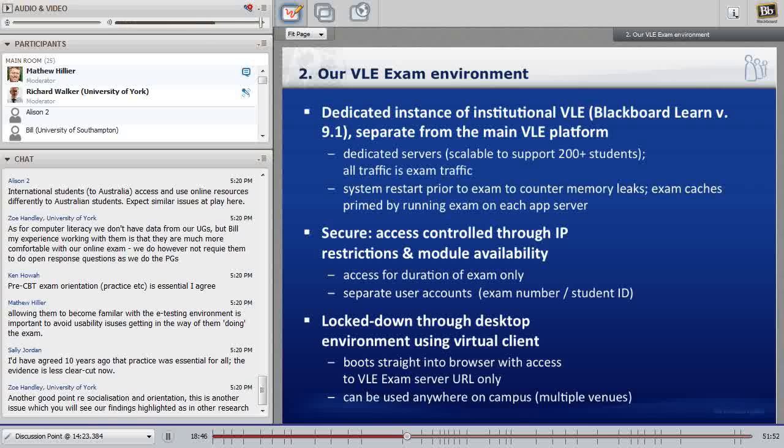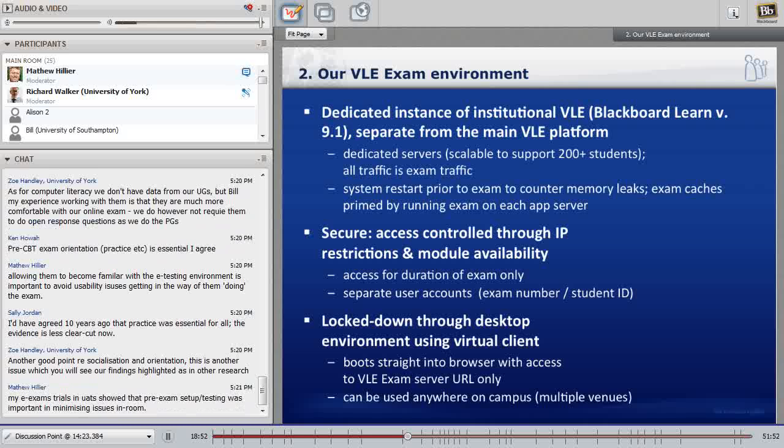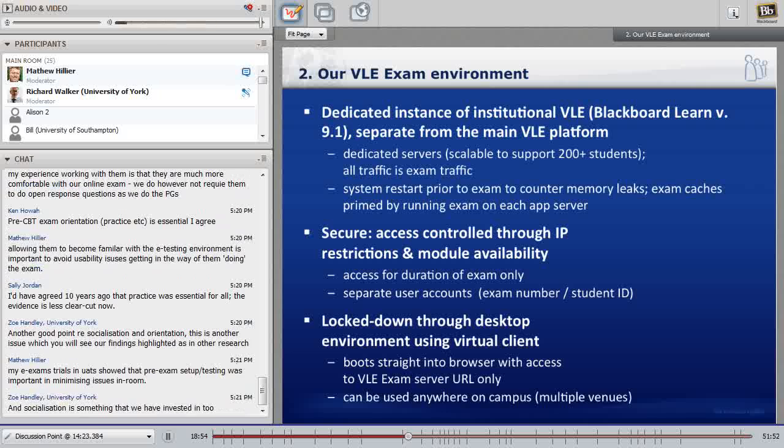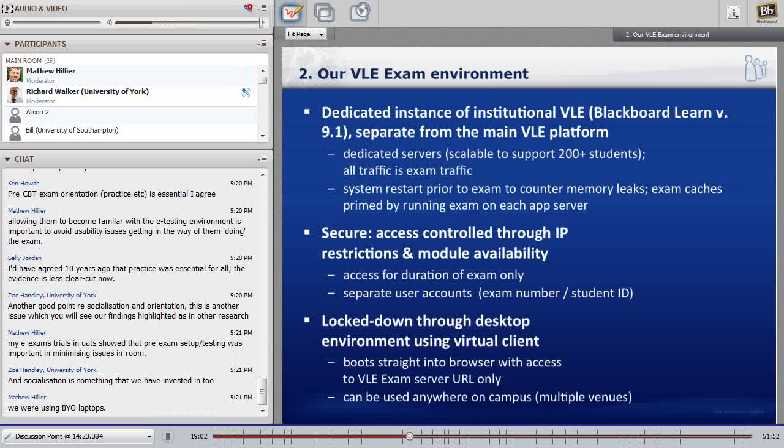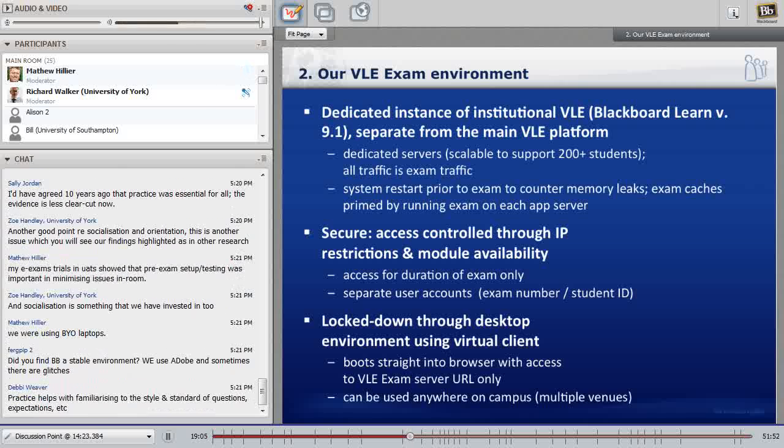It was running on the same version, but it was locked down and stripped down simply for use as an examination platform. So it had no other traffic apart from exam traffic, running on dedicated servers, and we ensured that there was a network freeze every time we ran exams, so we wouldn't encounter any performance problems. In terms of security, we controlled this through IP restrictions, so only students on campus could access the environment, and the access to the test site was through switching on a module availability switch, so we could switch that off as soon as we wanted to.